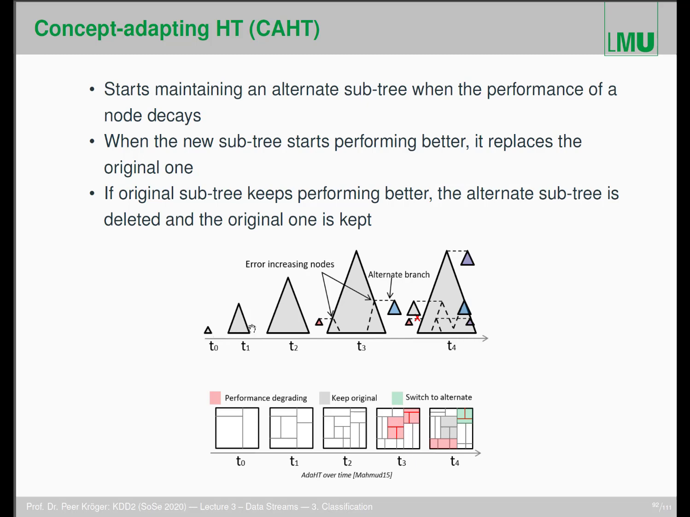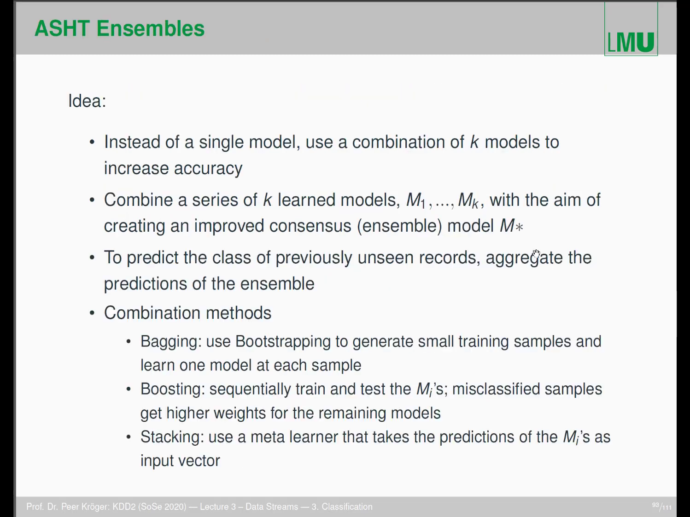So you see it here. We start off as before, and at some point in time, we see that this branch seems to somehow deteriorate performance-wise. So we start maintaining an alternative subtree. Same here, and the same here in the root node. And at some point in time, you see that this alternate branch here does not yield really better results, so you delete it. And in this case here, you keep the new one and delete the original one, and so on and so on. So it obviously allows you to adapt a little bit better to concept drifts.